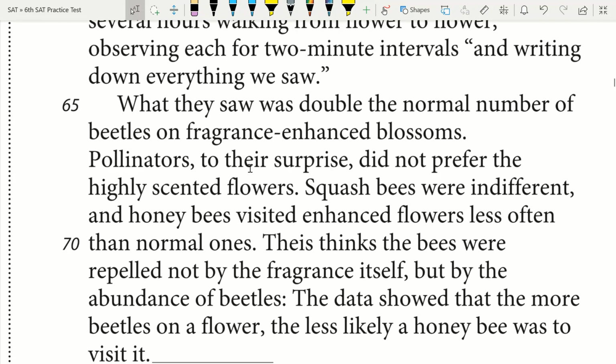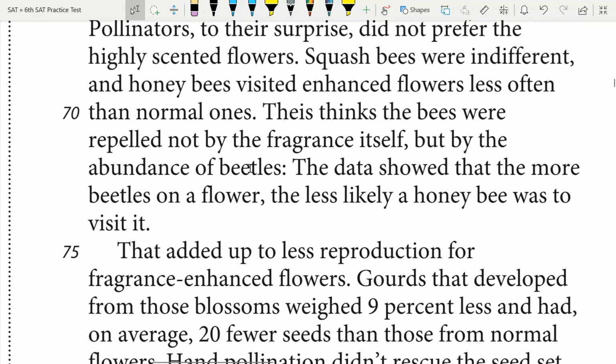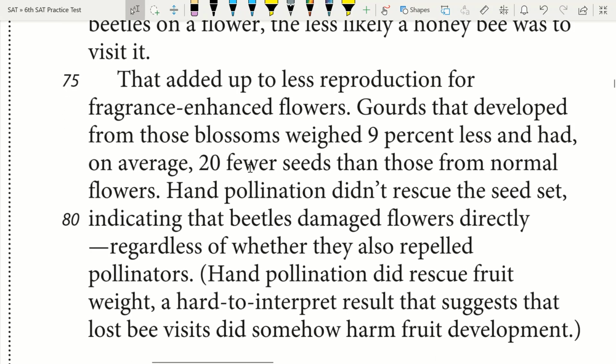What they saw was double the normal number of beetles on fragrance-enhanced blossoms. Pollinators, to their surprise, did not prefer the highly scented flowers. Squash bees were indifferent, and honeybees visited enhanced flowers less often than the normal ones. Thies thinks the bees were repelled not by the fragrance itself, but by that abundance of beetles. The data showed that the more beetles on a flower, the less likely a honeybee was to visit it. That added up to less reproduction for fragrant enhanced flowers.